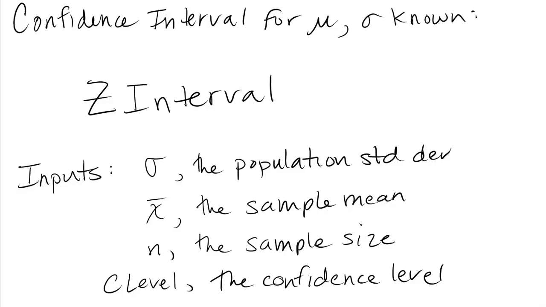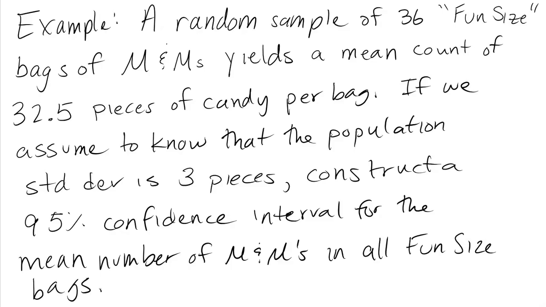For our first example, let's redo the problem that we just reviewed from the previous video. A random sample of 36 fun-sized bags of M&Ms yields a mean count of 32.5 pieces of candy per bag. If we assume to know that the population standard deviation is 3 pieces, construct a 95% confidence interval for the mean number of M&Ms in all fun-sized bags.